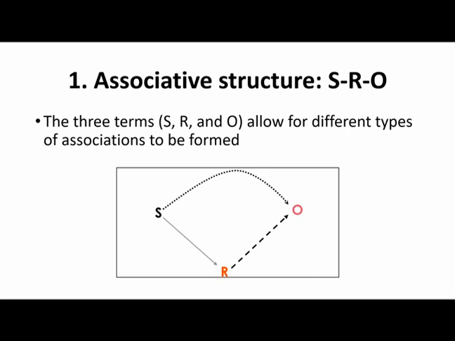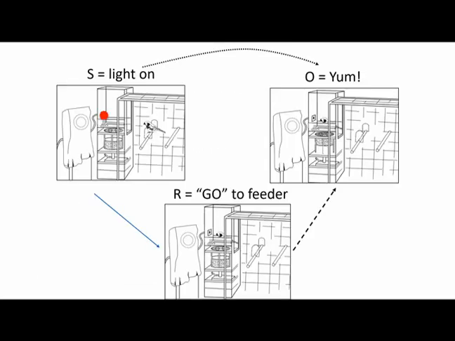And we can break these down and talk about these each individually as we work through the rest of the chapter. But before we start breaking things down, let's look at an example that helps illustrate these three different types of associations that can form. And we're going to use an example that we already talked about previously, which is the example of using operant conditioning with birds in an operant box.